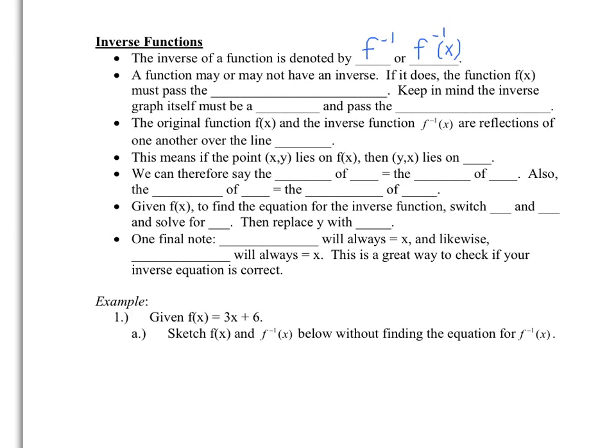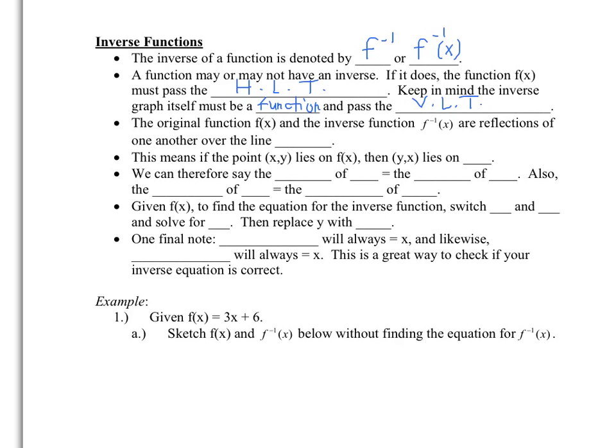Okay? A function is not guaranteed to have an inverse. It may or may not have one. If it does, it must pass the horizontal line test, or HLT for short. It's just like the vertical line test, except now you're drawing a horizontal line. If it hits it in more than one spot, it would not have an inverse. Now, keep in mind the inverse graph itself must still be a function, and if it's a function, it must pass the vertical line test.